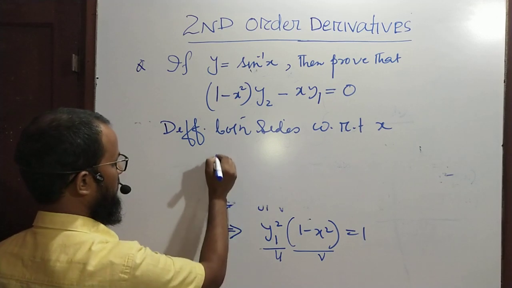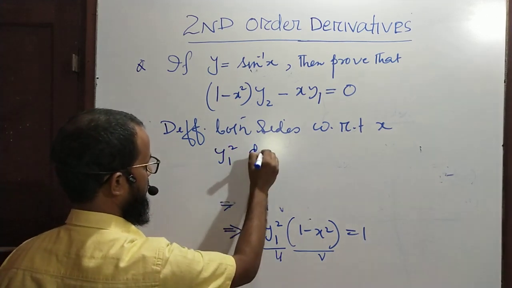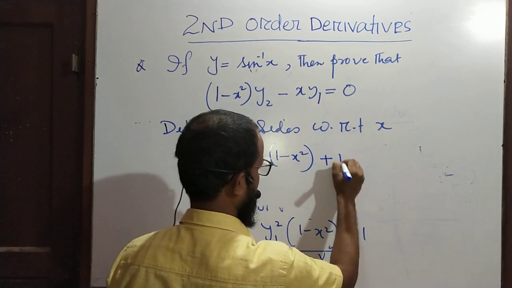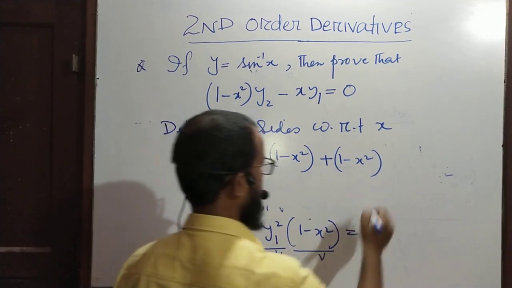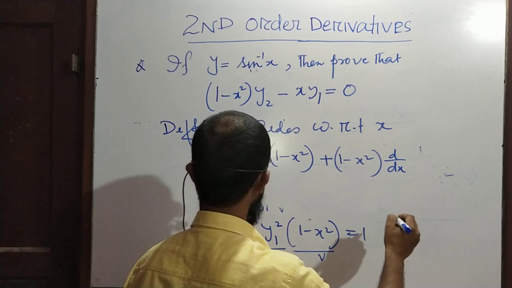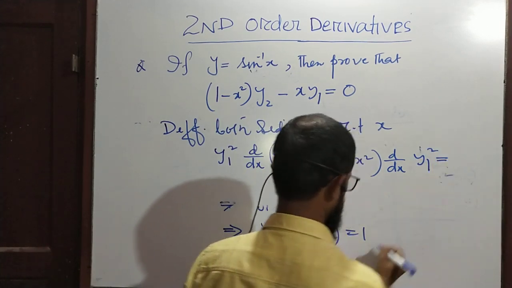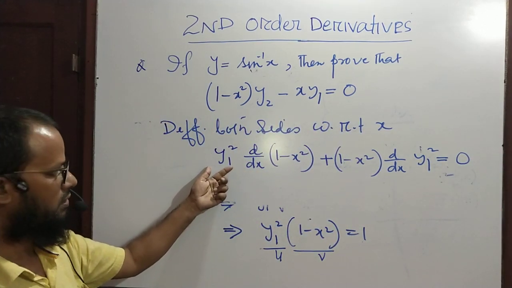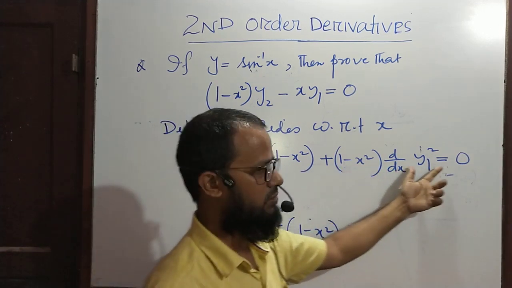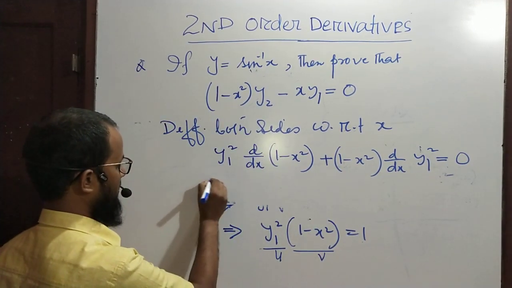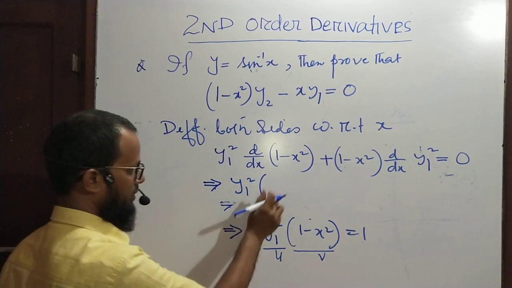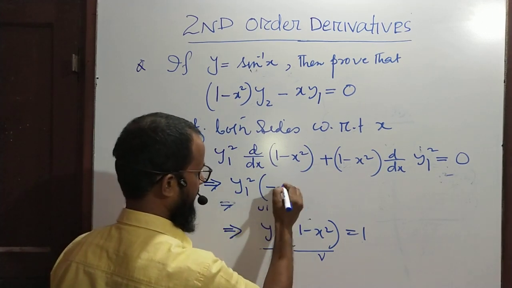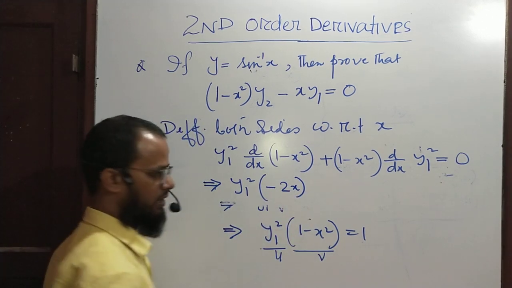So you can write y1 square, u, into d/dx of v, v meaning 1 minus x square, plus 1 minus x square into d/dx of y1 square. And d/dx of 1 is constant, which is 0. So what formula am I applying here? u into d/dx of v plus v into d/dx of u. Now, d/dx of 1 is 0, so that term becomes 0. Minus is there, and d/dx of x square is equal to twice x. I hope you are understanding.